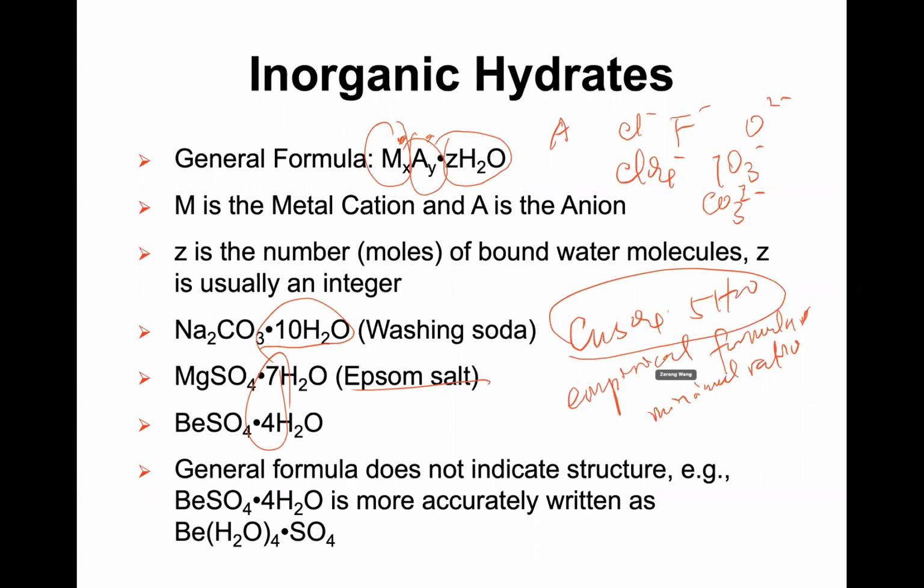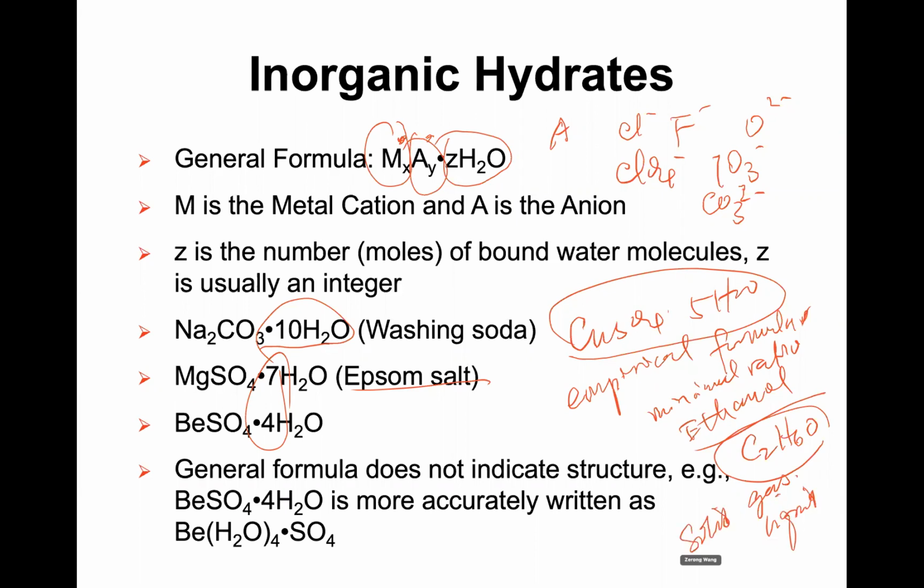Empirical formula reflects the minimal ratio of the atoms within these compounds. This one is completely different from the molecular formula, which we will write, for example, for ethanol as C2H6O. This means no matter where you find this molecule, at any state, in the gas phase, the liquid phase, or the solid phase, it will always be the same. Even if you heat it, it will still keep the same. So this we call the molecular formula.